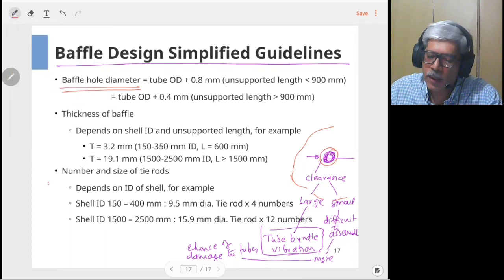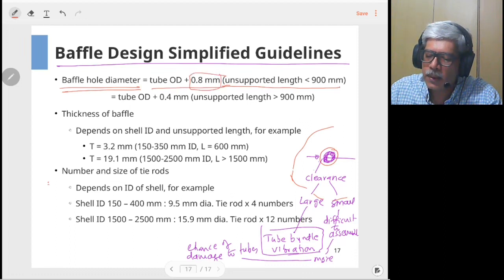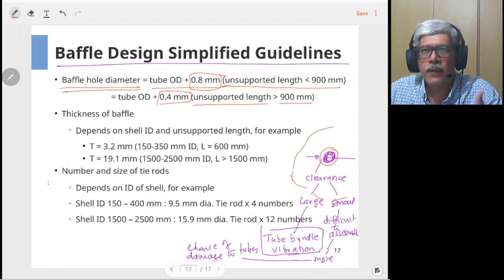So it is an important parameter, and depending on the unsupported length, if the unsupported length is small, you provide a larger clearance. If the unsupported length is larger, then you provide smaller. Because with smaller unsupported length, that is the distance between the two baffles, if it is short, and if you give very tight clearance, then it is difficult for the tubes to be inserted during the tube bundle assembly. So it has the manufacturing aspects attached to it.